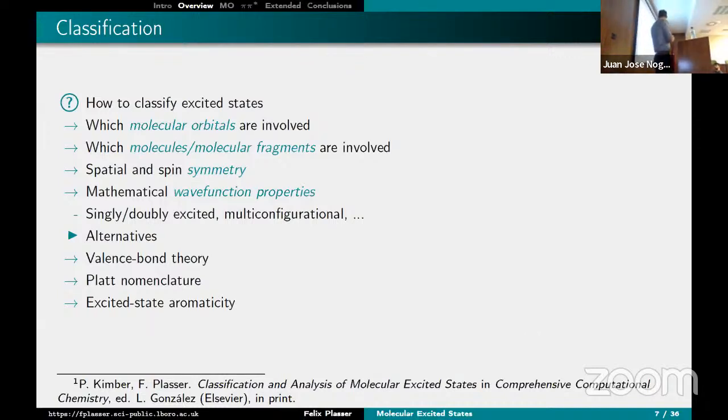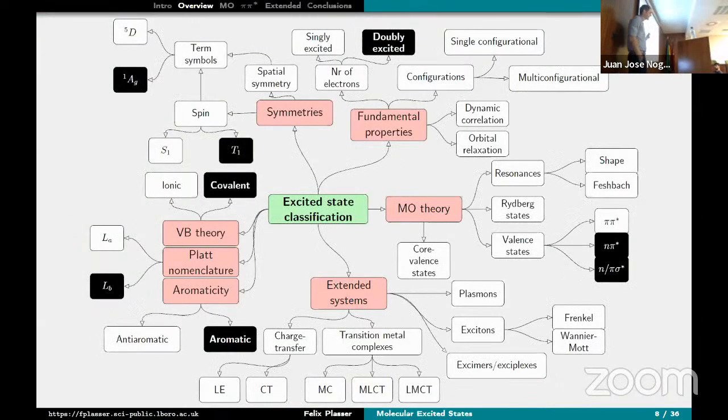We can use the valence bond picture, we can use the Platt nomenclature, and we can talk about excited state aromaticity, which is one thing that I found exciting recently. Just to give you an idea, we went through the literature and searched for all the ways that people use to talk about excited states. When we start out, usually we go to MO theory, look at valence states, and then with pi-star states, n-pi-star states, and so on. That's usually how we start talking about excited states.